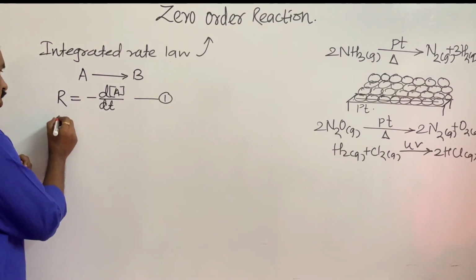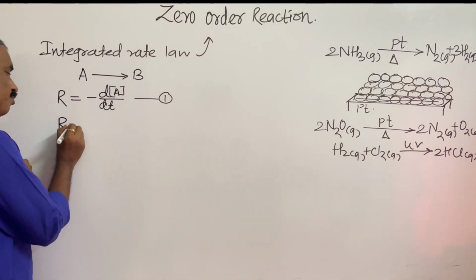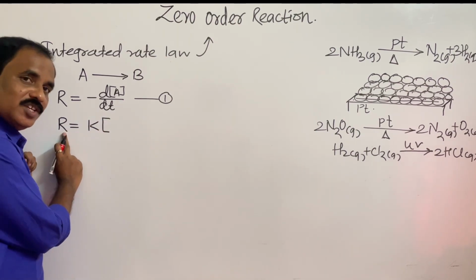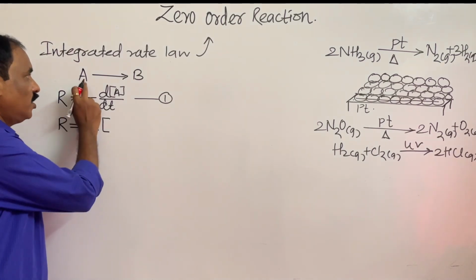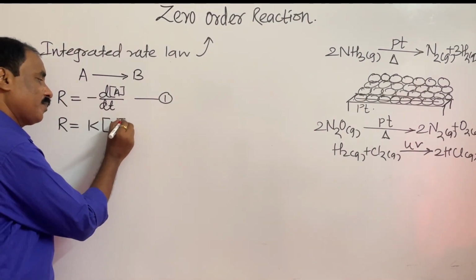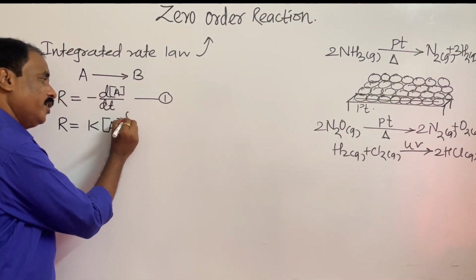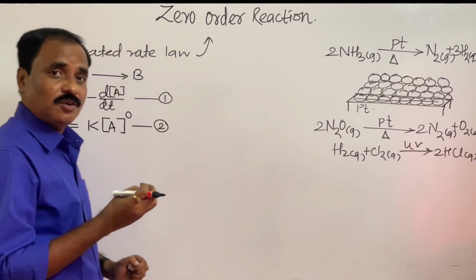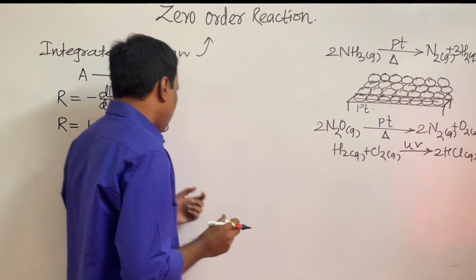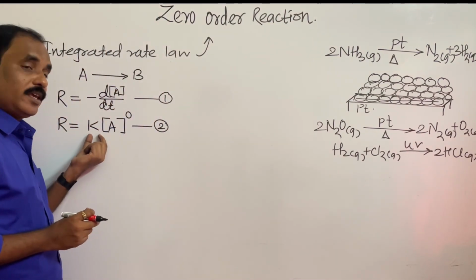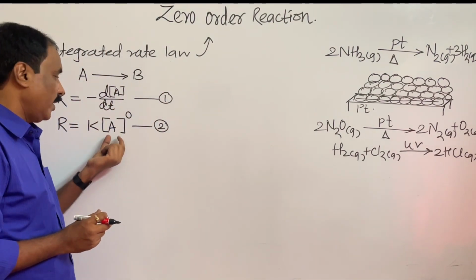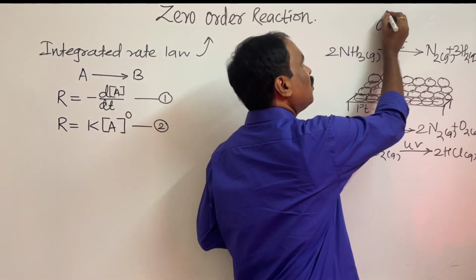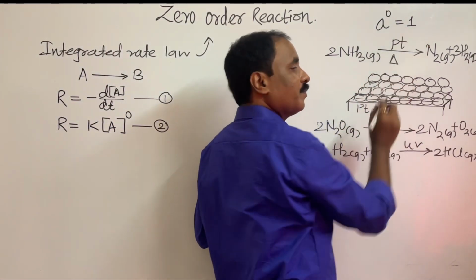Now what is the rate law? We know that rate law is a simple mathematical equation in which the rate of reaction is expressed in terms of the concentration of reacting molecule. Here its power will be zero, because we are dealing with a zero order reaction, and rate of reaction is k, the rate constant, times a to the power 0. We know that anything to the power 0 is always 1.